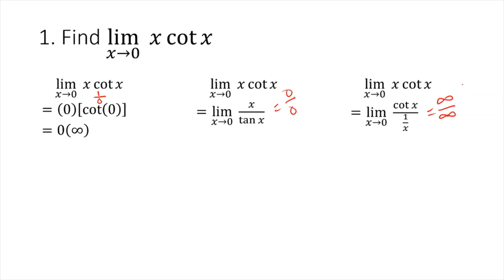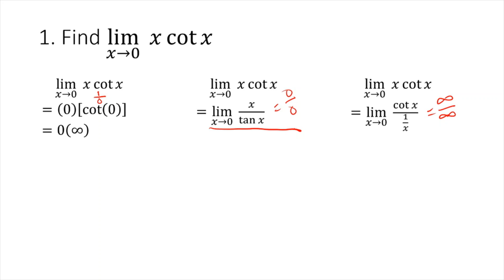So either of the two, we can apply the L'Hopital's rule. However, one option will lead to an easier or more convenient solution as opposed to the other. So let's try the first one. We have your limit of x over tangent of x as x approaches 0. Let's try this one first. L'Hopital's rule, differentiate the numerator and denominator separately.